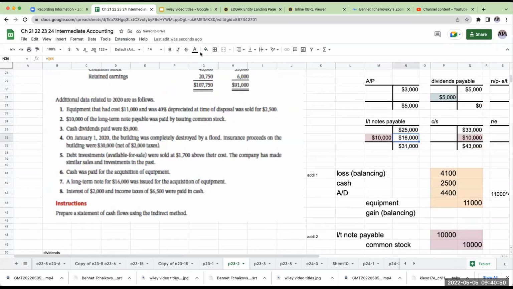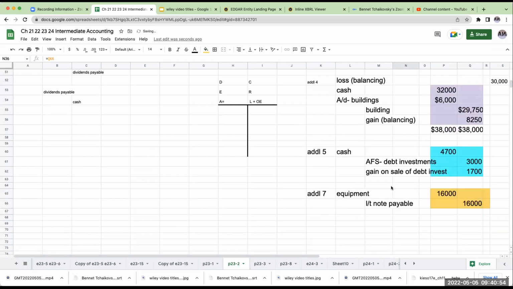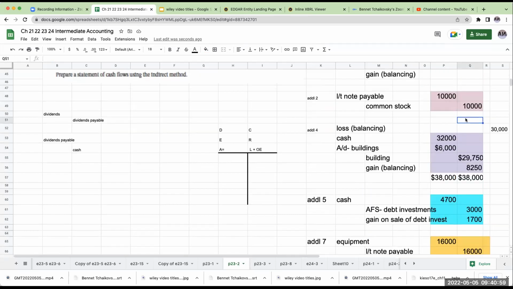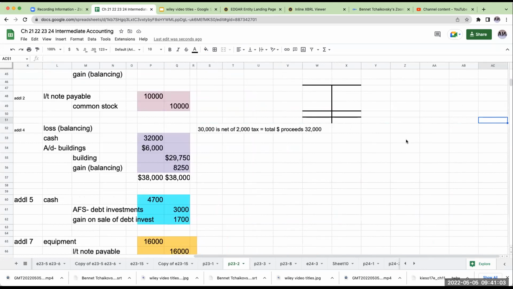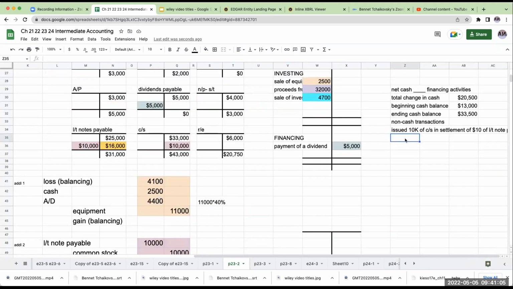Now, again, what we notice here is, was there any cash involved with this? And the answer is no. So similar to additional information number 2, what I'm going to go ahead and do over here is say we received 16,000 of equipment by issuing a $16,000 note, long-term note payable.